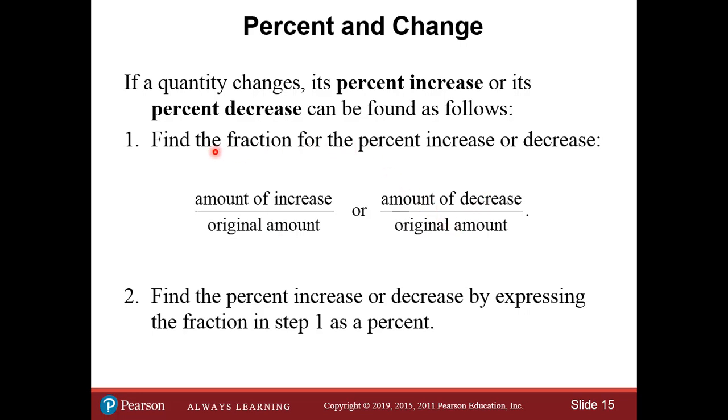So in other words, the formula that really makes this work is you take the final amount minus the initial amount divided by the initial amount. Okay? So, or in other words, the final amount minus the original amount divided by the original amount. Okay? That will give you the percent increase, but then you have to multiply by 100%, okay, to get it as a percentage. So then find the percent increase or decrease by expressing the fraction in step 1 as a percent. So you find the fraction, then you divide, and then change it to a percent using the steps that we talked about before.